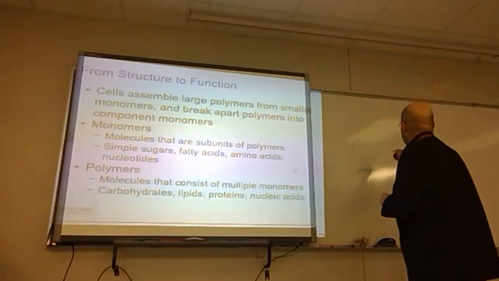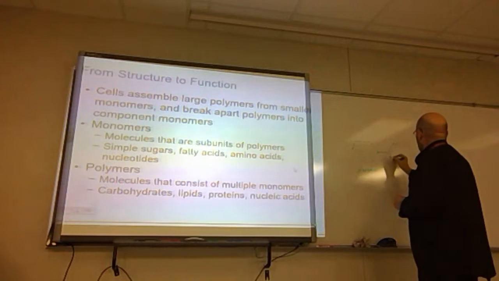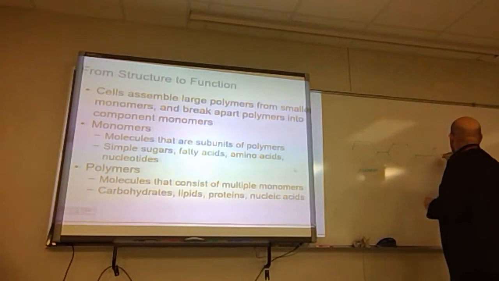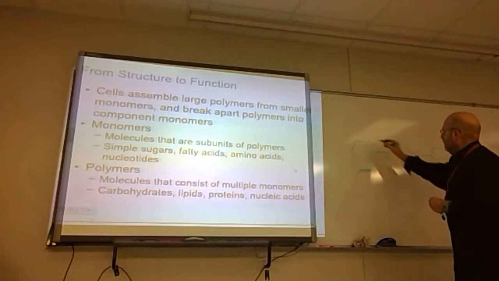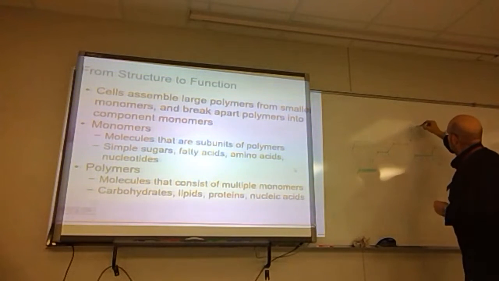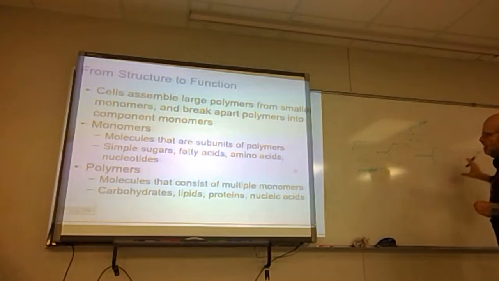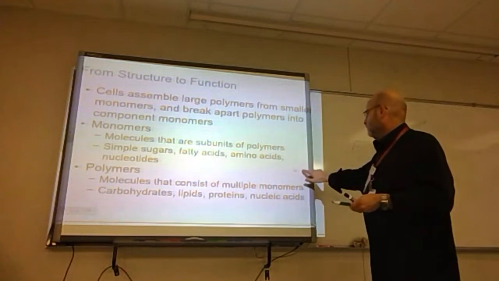A polymer, on the other hand, is a group of monomers. And I'm just going to draw about 4 of these little monomers together to make a polymer. So each one of these individually is known as a monomer. Collectively, they are called polymers.